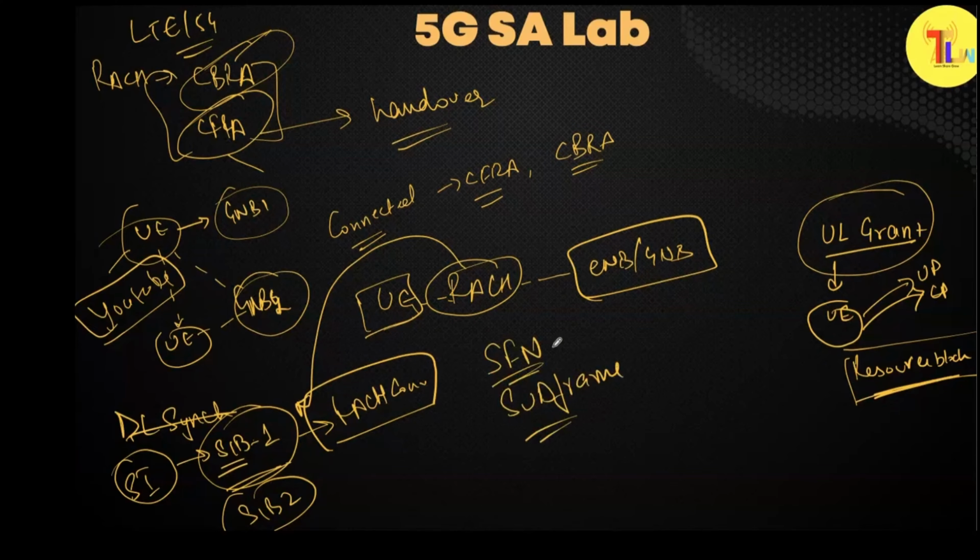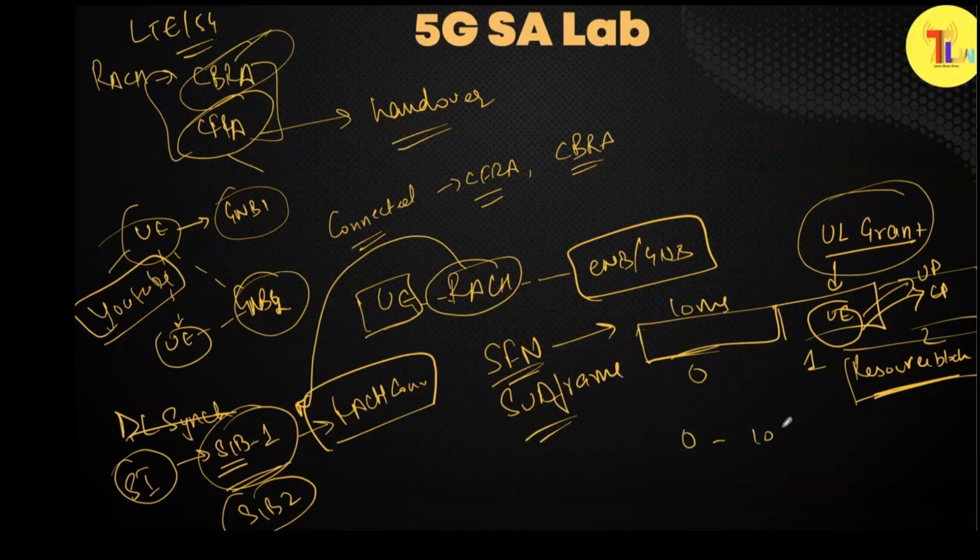Again, about the system frame number: we have radio frames of 10 milliseconds. That 10 milliseconds has numbering again, one radio frame, then the next radio frame, then the next radio frame. So this is numbered 0, 1, 2, and it goes from 0 to 1023. In total we have 1024 SFNs. So I need to know at what SFN I can send this message.